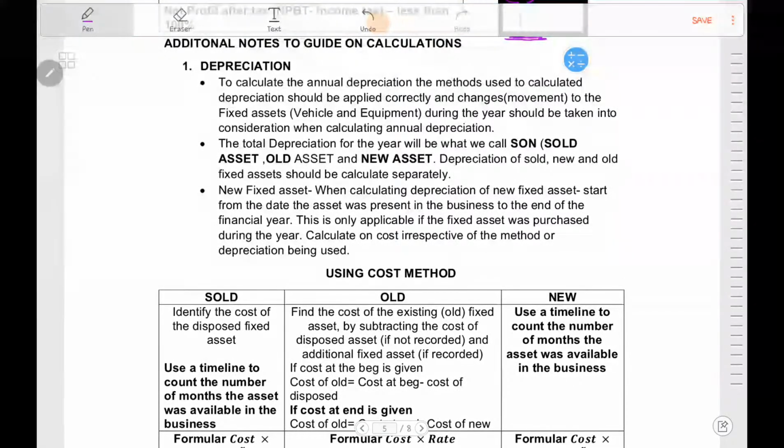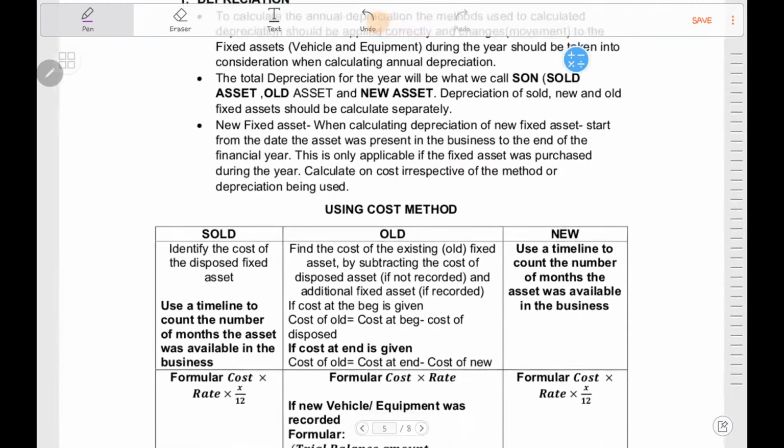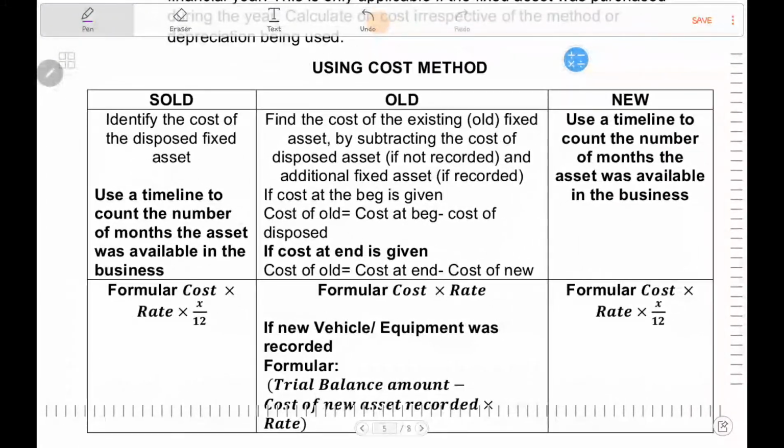Okay, so let's talk about the depreciation. Now in terms of depreciation, we are going to have various methods that we're going to use to calculate depreciation. However, we have to take note of any movement of our fixed assets, because we know that during the year the business can either sell or buy new additional fixed assets. So we have to take into consideration those particular movements when we calculate the depreciation, and of course not forgetting the 1 rand rule. So I'm going to show you how and when the 1 rand rule will apply. So let's go through the formulas first.